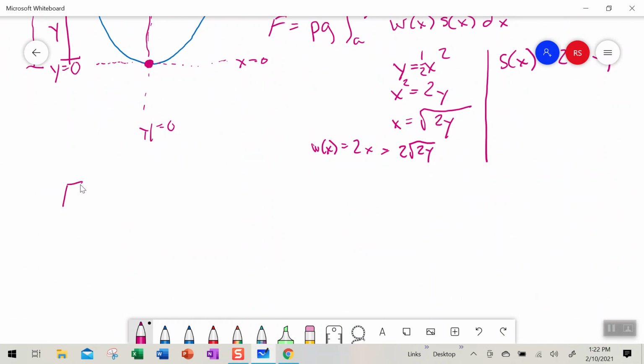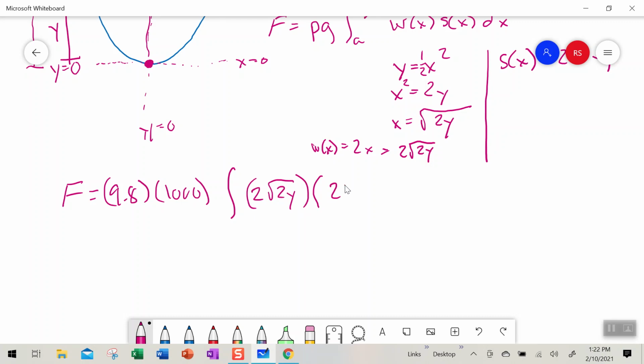So the force is going to be equal to 9.8. That is my acceleration due to gravity. My density of water is 1,000 times the integral, and we'll get the bounds of integration here in a second. And so the function is 2 square root of 2y, and we had 260 minus y, and we'll integrate with respect to y.